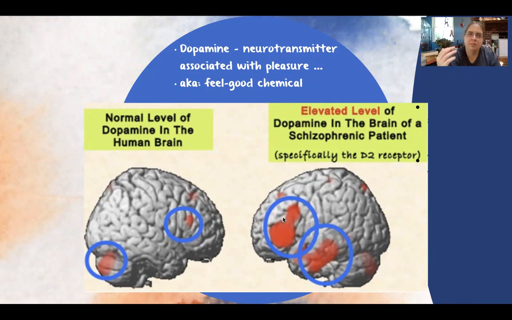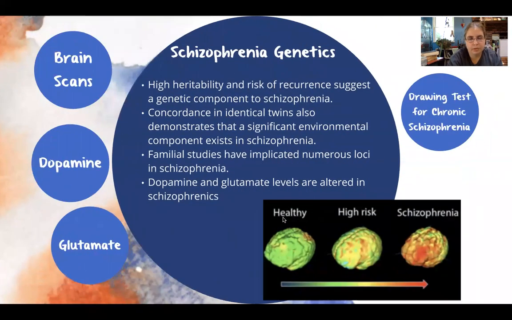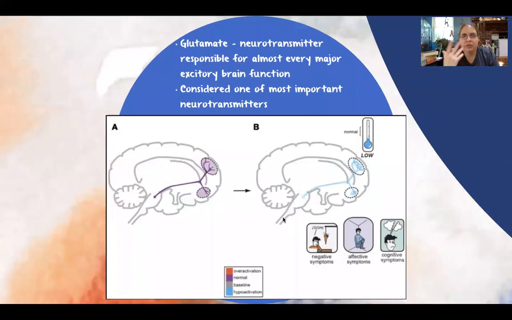So we see higher amounts of dopamine coming through, as opposed to glutamate, which is a neurotransmitter responsible for almost every major excitatory brain function. So it affects a lot of the different transmission rates throughout the different neurotransmitters within the brain. And that's why it's considered one of the most important neurotransmitters. But what we see is someone with schizophrenia, that there's actually less amounts of it.